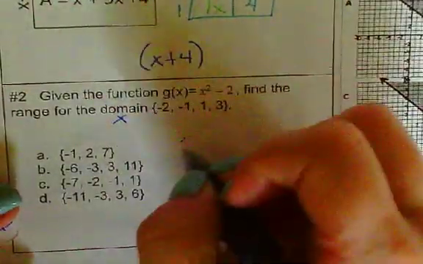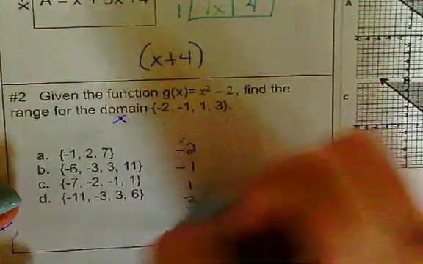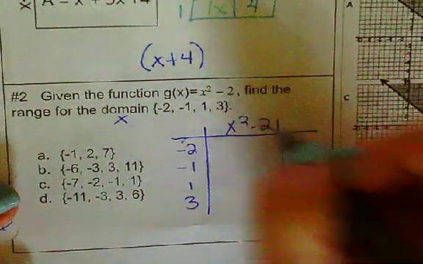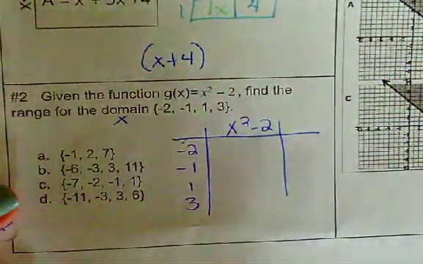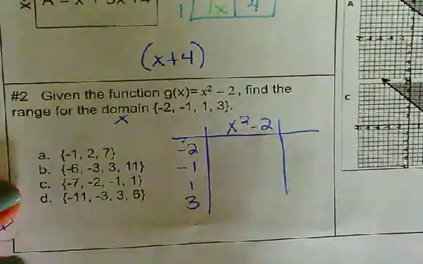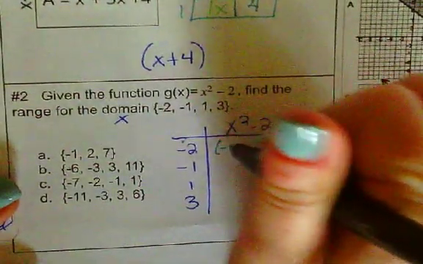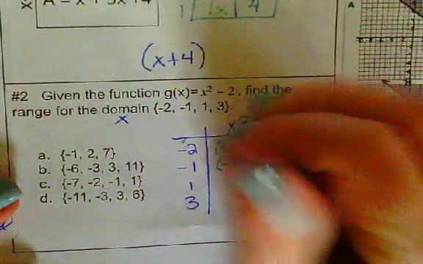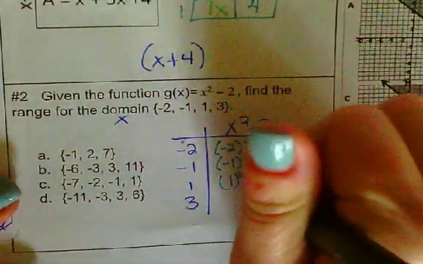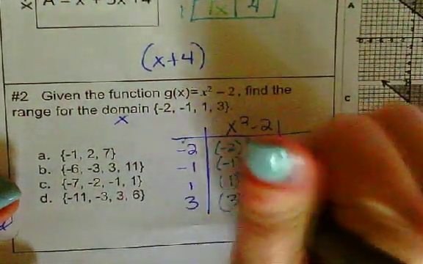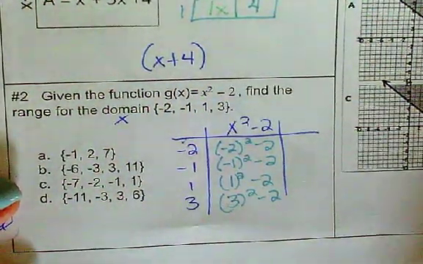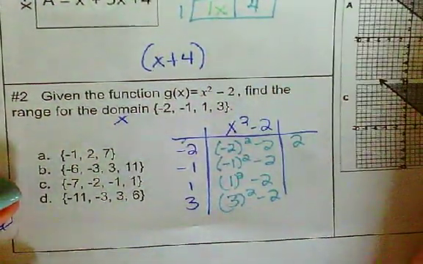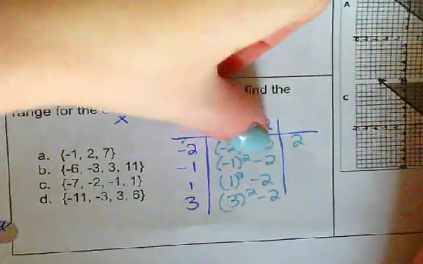Number 2, domain is the x values. So you can put all of these in a table as your x values. And then you have x squared minus 2. There's 2 ways that you can do this. You can plug this in. Just make sure you put it in parentheses, all of your terms. Or you can type it in your y equals and look at the table and then look to see what the y's are.